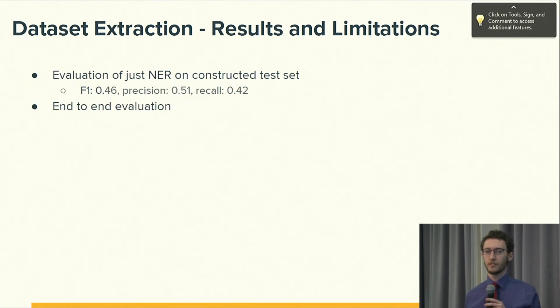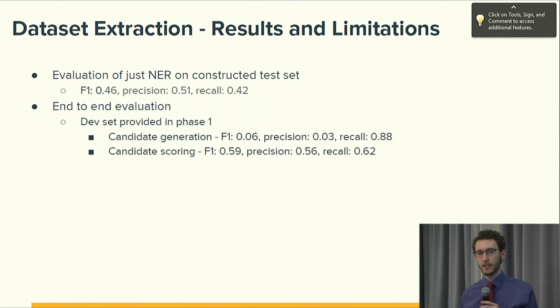So we also performed the end-to-end evaluation that the organizers ultimately did. On the development set that we were provided in phase 1, we can see that after candidate generation, we have high recall and low precision, which is what we want. We want to get a lot of candidates and then later discriminate which ones are correct. And then after we run them through the classifier, precision and recall balance out and the F1 score goes up significantly.